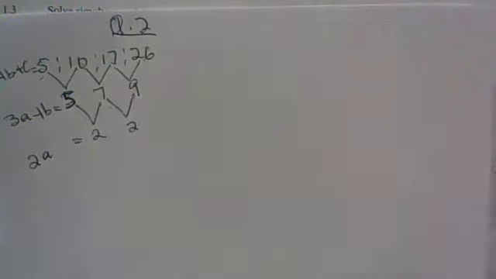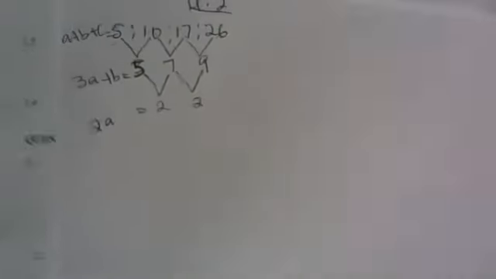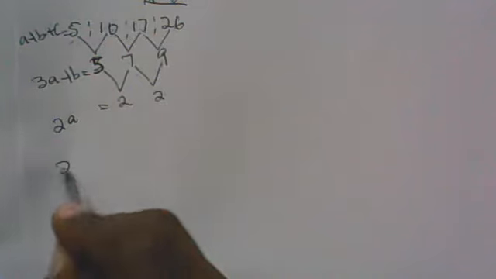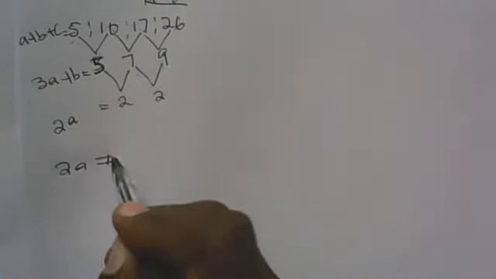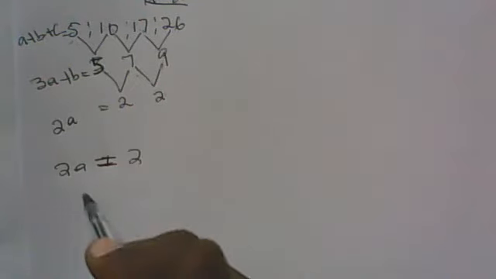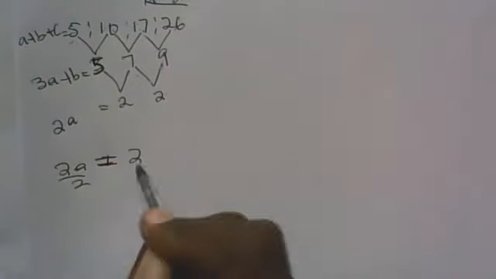We started from the bottom, then upwards. How do we do that? I'm gonna show you. Right. Now let's start from here. We have 2a equals 2. Therefore, by dividing both sides by 2, you get your a is equal to 1.